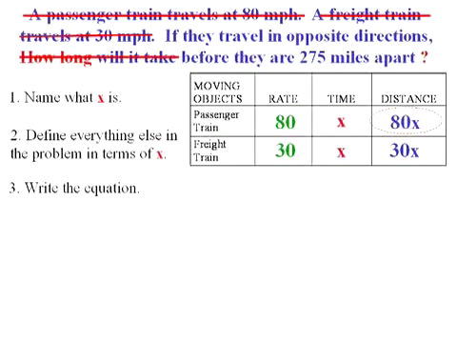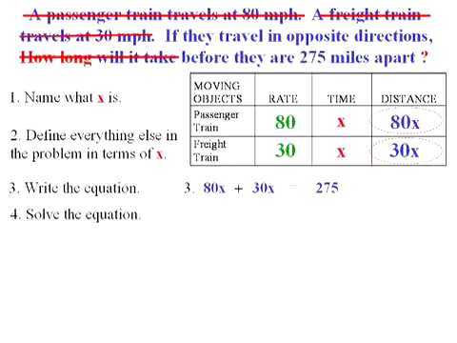Now, the distance that the passenger train went, that's what's represented by 80x. The distance that the passenger train went plus the distance that the freight train went is going to have to equal this 275 miles because they're going in opposite directions. And that's going to be your equation.